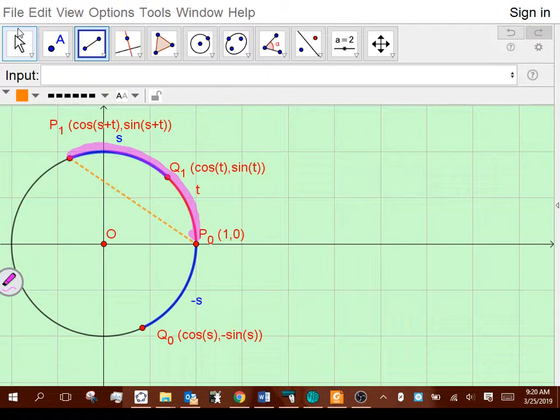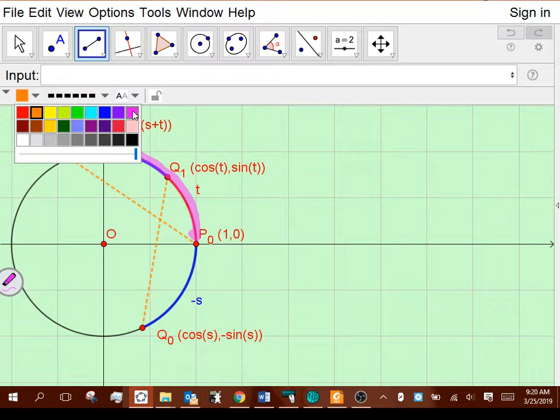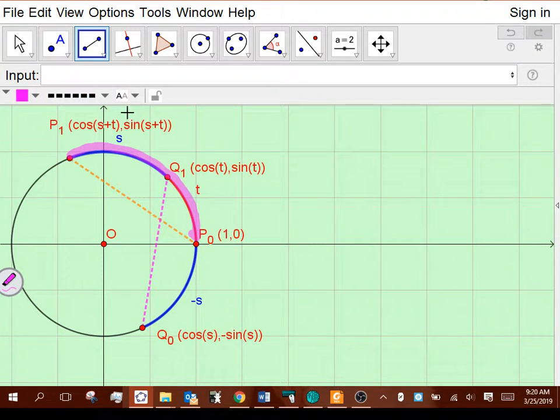Would you guys agree that there is another arc and another chord here? Not that one. It goes from Q0 to Q1. And let's make that color.